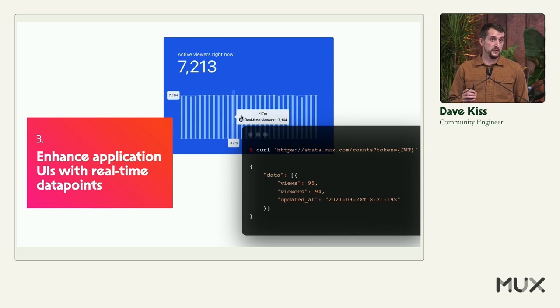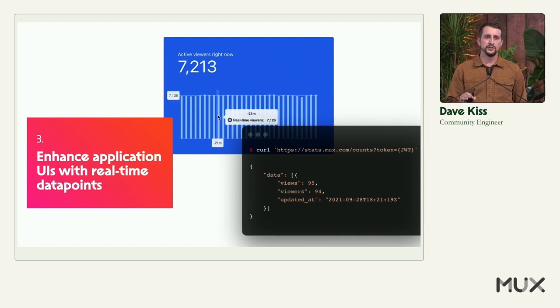Number three, enhance application UIs with real-time data points. There's something magical about knowing that there are people out there watching your video content right now. And it taps into this cohort mentality, or this idea that these viewers are part of the action. They're part of the experience. This makes your viewers feel like they're not alone, that they're in this together. It's the same sensation of watching a ball game on TV, knowing that it's happening right downtown.